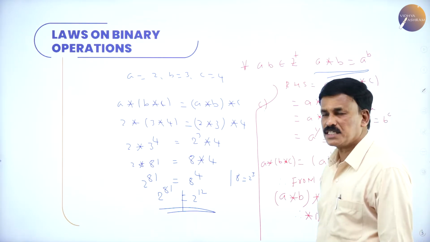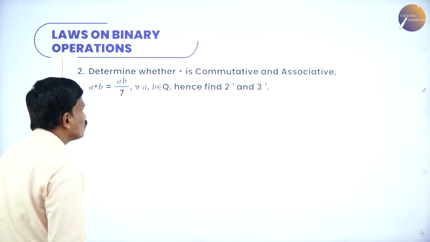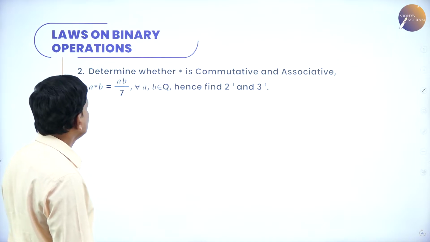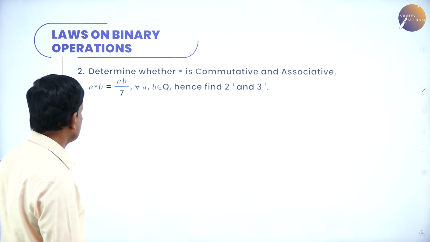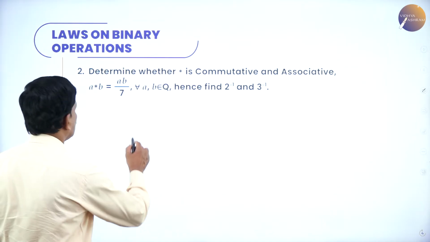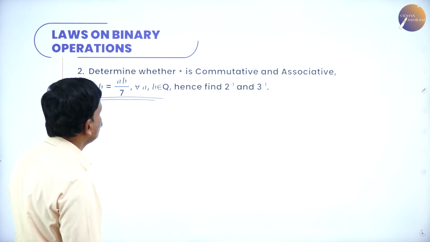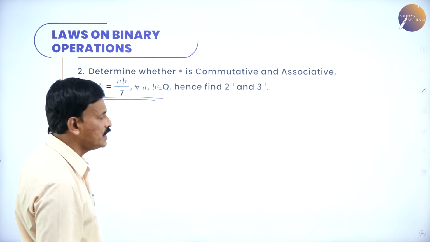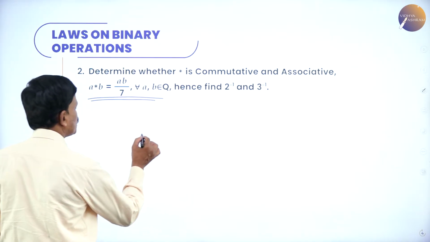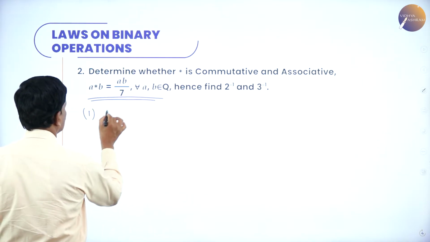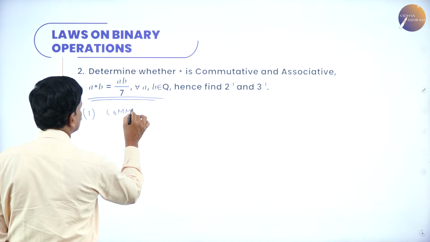Now, let us come to the next type of problem. What is the problem given? Determine whether star is commutative and associative for all A, B belongs to Q. A star B is equal to AB by 7. Hence, find the inverse of 2 and 3. Now, let us find out, first verify whether it is commutative or not. Commutative property.